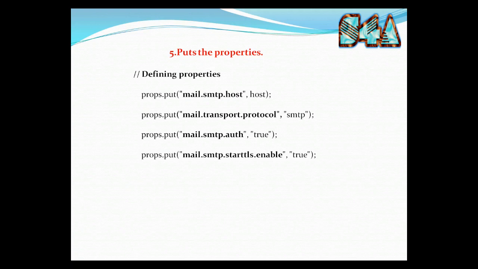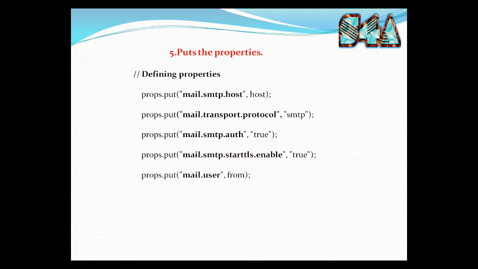After that, put the mail.smtp.starttls.enable. Why are you making it true? Because there are two ports used by Gmail, 465 and 587. So when you enable the start TLS, then you use the 587 port.